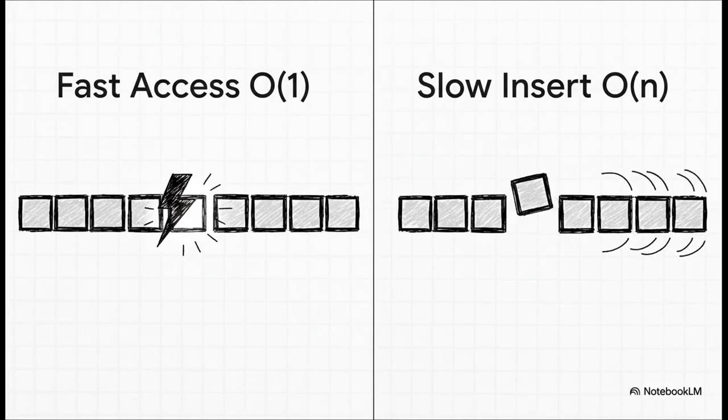See, because an array is just one solid continuous block in your computer's memory, grabbing an element by its index is lightning fast. We call this O of 1, or constant time. And that means it doesn't matter if the array has 10 items or 10 million. The time it takes to get to item number 500 is exactly the same. But try to insert an item in the middle? Whoa, you have to shift everything after it, and that is painfully slow.